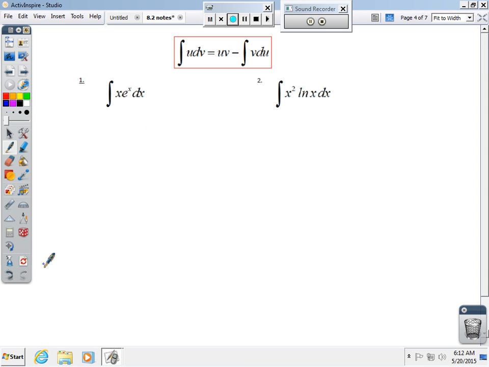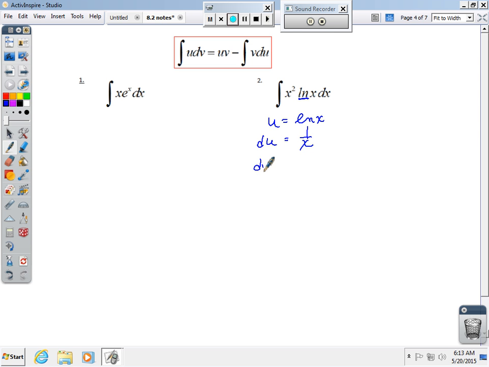Okay, now this one has a little bit of a twist to it. Anytime there's an ln of x in the problem, that's the part that you want to let u represent. Now again, I know we just said the more complicated part should be the dv part of it. But in this case, ln of x, you always want to make u equal to ln of x. And then du is going to be equal to 1 over x.